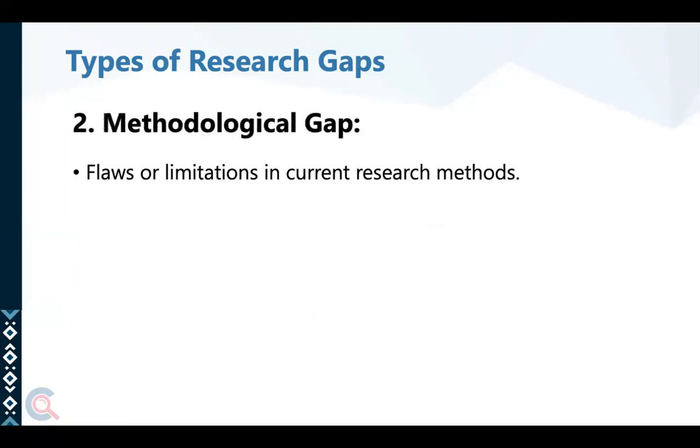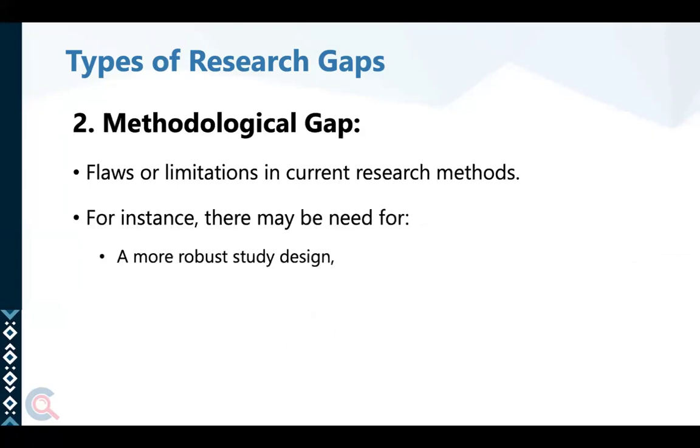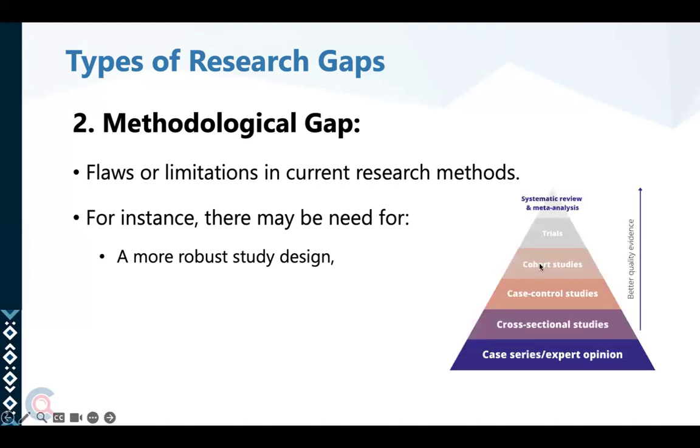And so what this research gap tries to do is to address flaws or limitations in the current research methods. For example, let's say the methods that the current studies have used are not the proper methods for answering that kind of research question. So there is still a gap because the study design is not robust. And to elucidate this point very well, let's look at this pyramid or hierarchy of evidence.